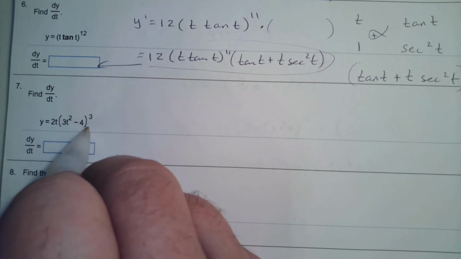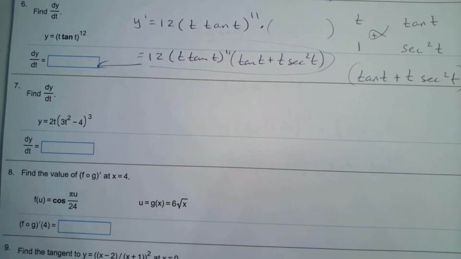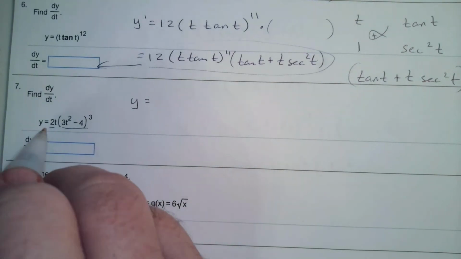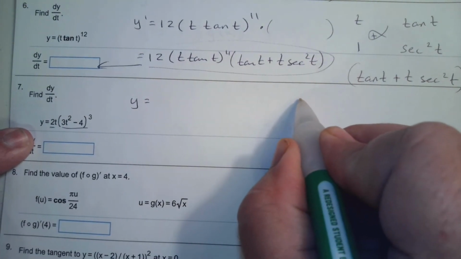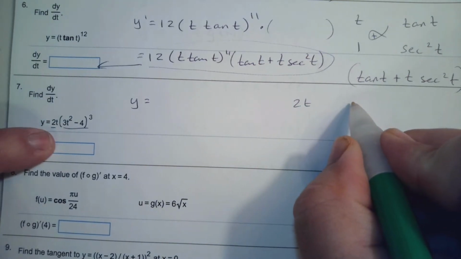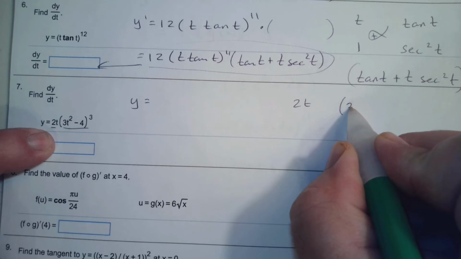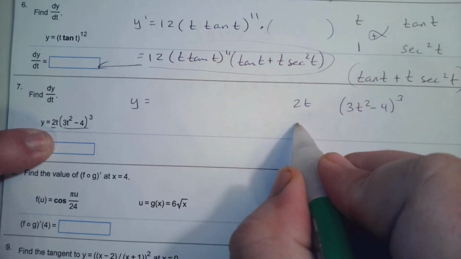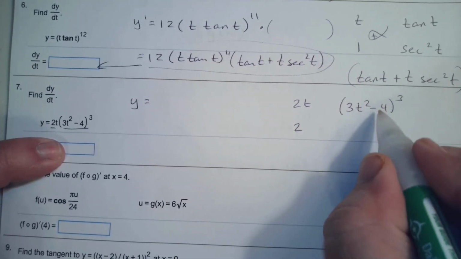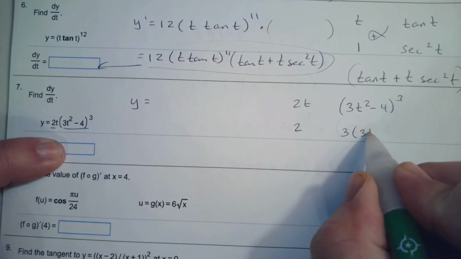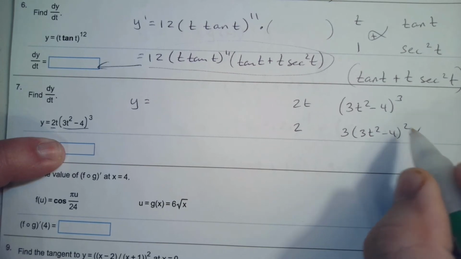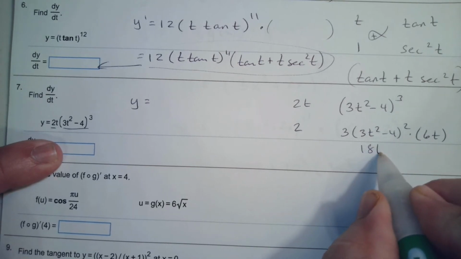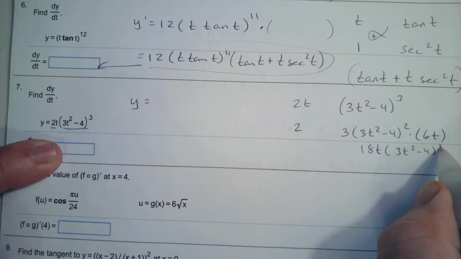We have this part times that part times... Okay, so it's multiple pieces. So first off, we look at the product rule. So we have 2t times 3t squared minus 4 cubed. The derivative of 2t is 2. The derivative of this one, derivative of the outside times the derivative of the inside, which is 2 times 3 is 6t, which becomes 18t squared.